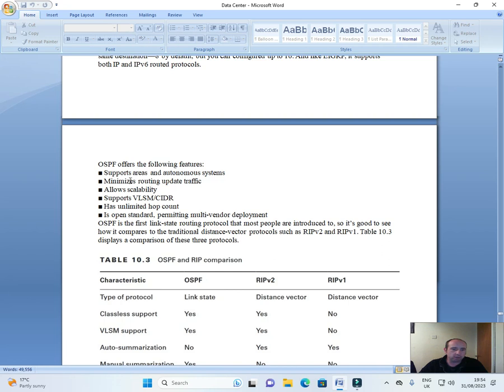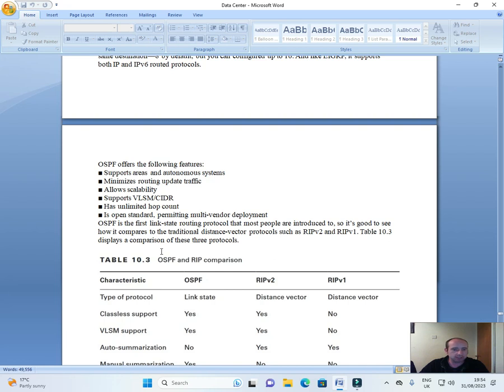OSPF supports the following structures: areas and autonomous systems. It minimizes routing update traffic, allows scalability, supports VLSM and CIDR, and has unlimited hop count. It is open standard, permitting multi-vendor deployment. OSPF is the first link state routing protocol that most people are introduced to, so it's good to see how it compares to the traditional distance vector protocols such as RIPv2 and RIPv1.